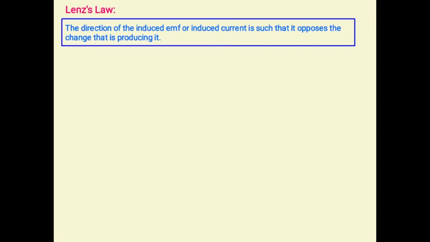And it says the direction of the induced EMF or induced current is such that it opposes the change that is producing it. That means it opposes the change that is producing it. Remember the first experiment in which the magnet is moved towards the coil. If we are moving the magnet towards the coil, as per this Lenz law, definitely the direction of current in the coil is such that it opposes the movement of the magnet.